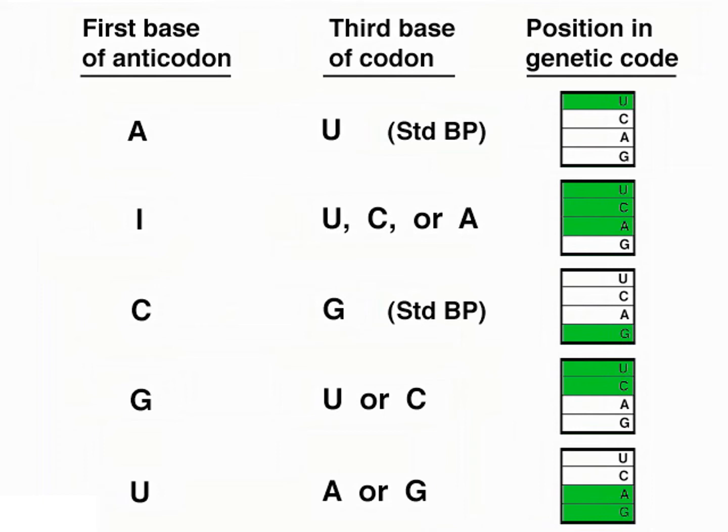First base in the anticodon is in this column, third base of the codon, excuse me, here, and possible codes here. So this creates quite a bit of variation in the genetic code.